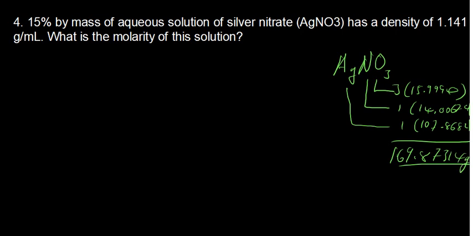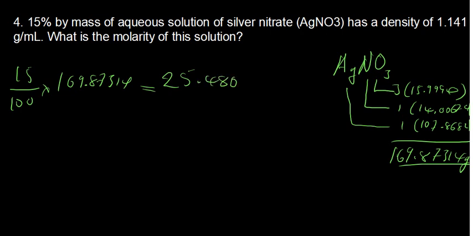Now I've been told only 15% by mass of this has that density. So what is 15% of that value? 15% is 15 out of 100 times this mass, 169.8314, so times 15 divided by 100. That is giving me 25.480971 grams per mole. Remember, this is molar mass, grams per mole.